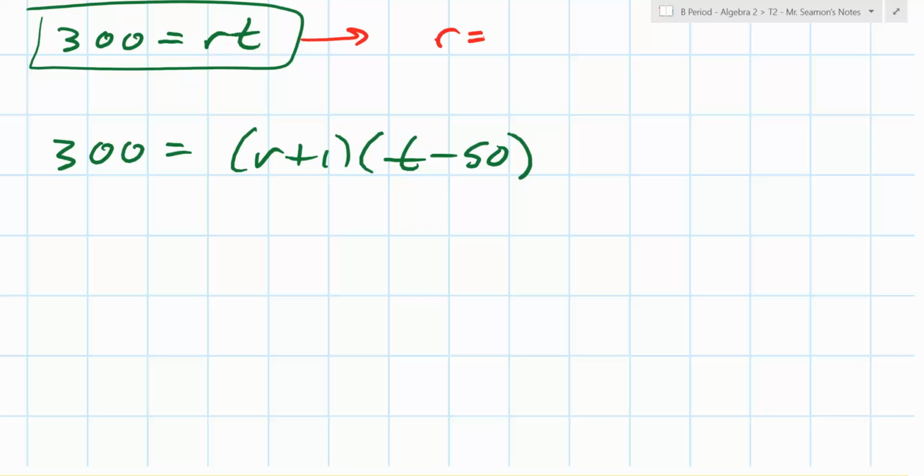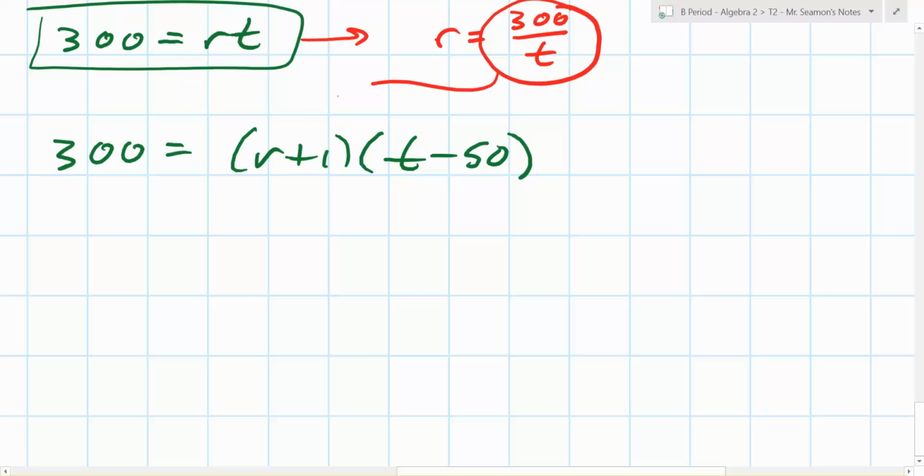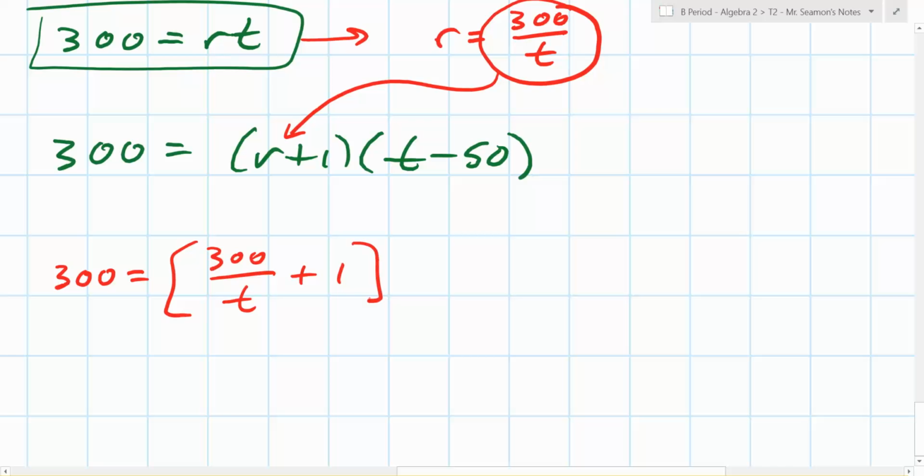300 divided by t. Raise your hand if you understand where the 300 divided by t came from. So now what do you do with this? Plug it in right there. So you have 300 is equal to 300 over t plus 1 times what? t minus 50.